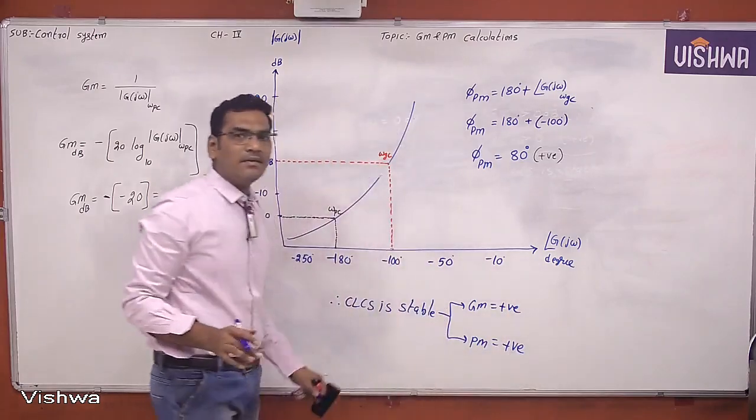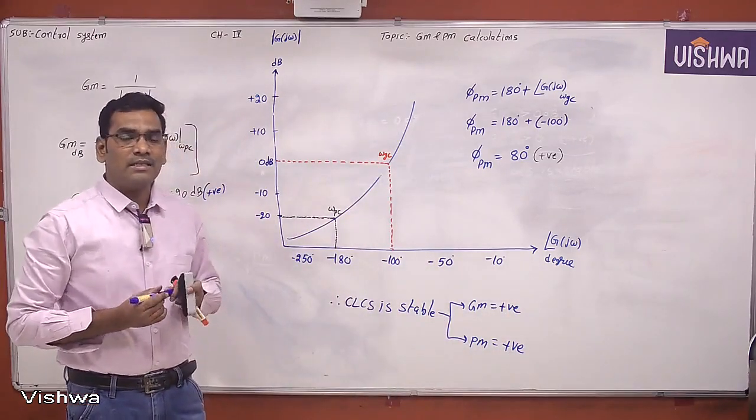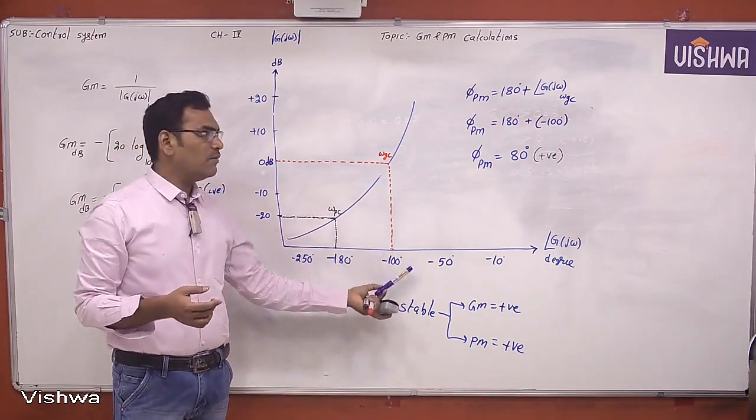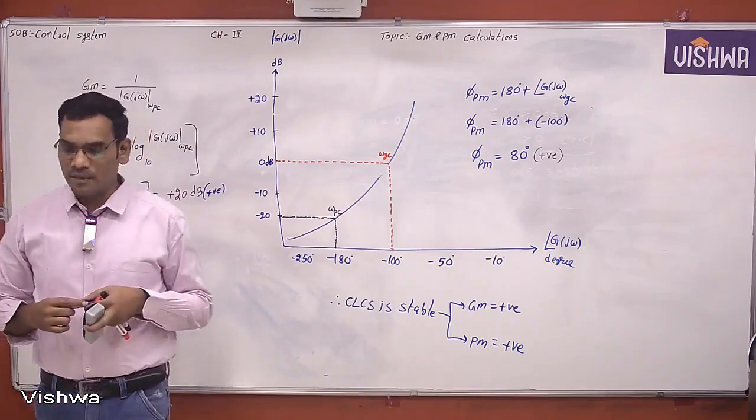Okay. This is the way to calculate the gain margin and phase margin from the plot. This may be a Bode plot, with magnitude in terms of dB and phase angle in terms of degrees. Note this down, very, very important.